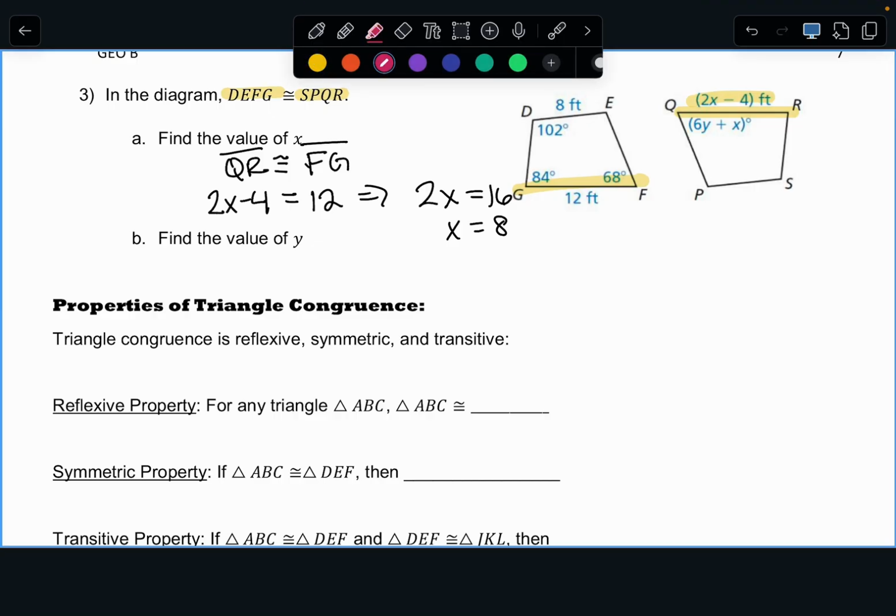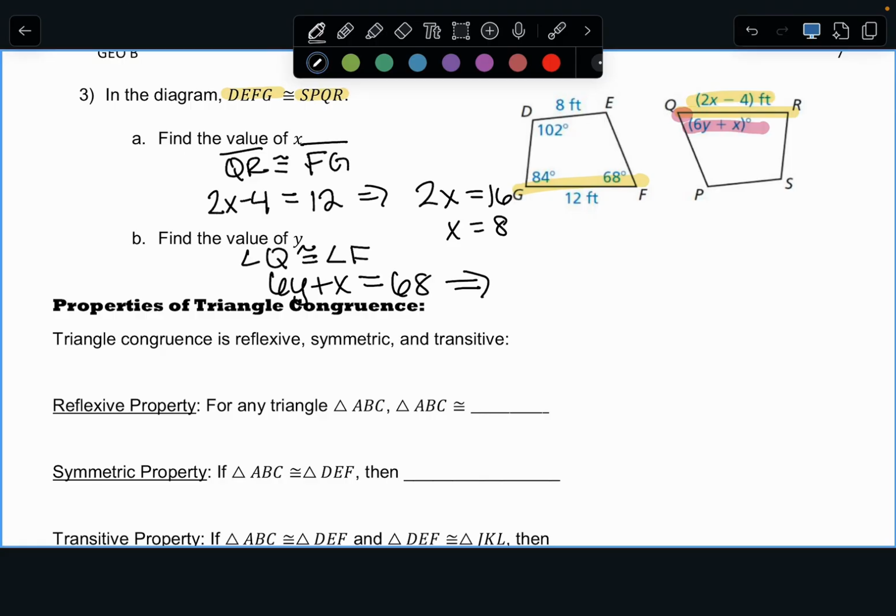We're going to do the same thing for y. Here's y. It deals with angle Q. What angle is angle Q congruent to? What letter? Angle F. They're both in the third spot in these initial congruent statements. So angle Q is 6y plus x. What's angle F? 68. So I set them equal to each other.